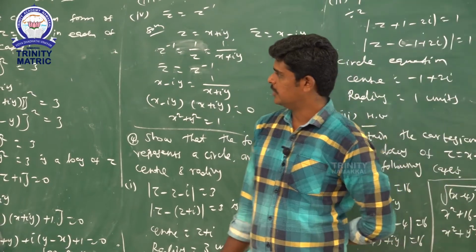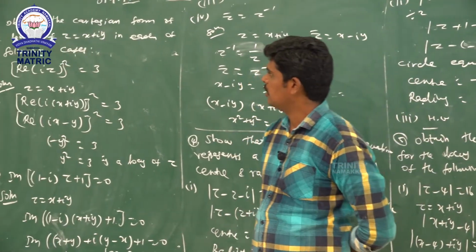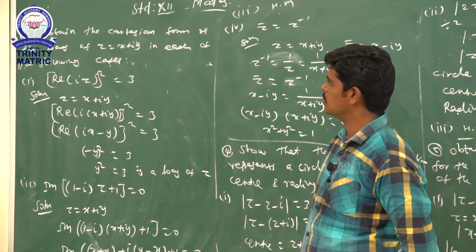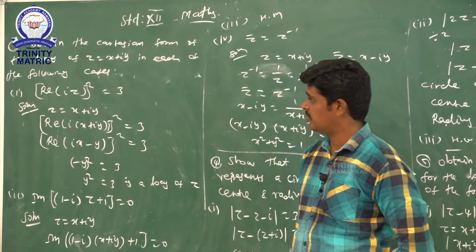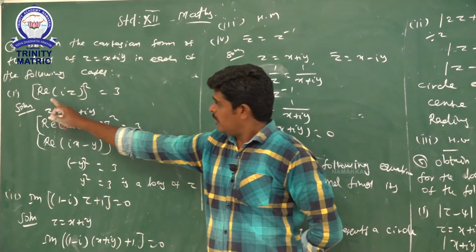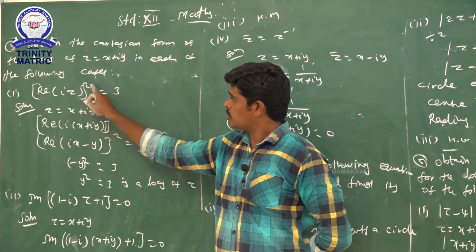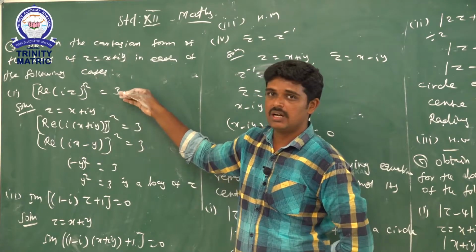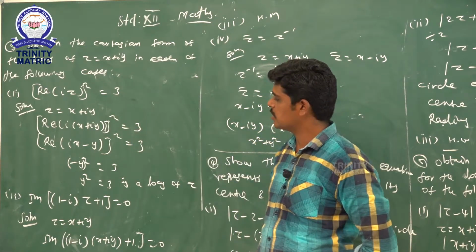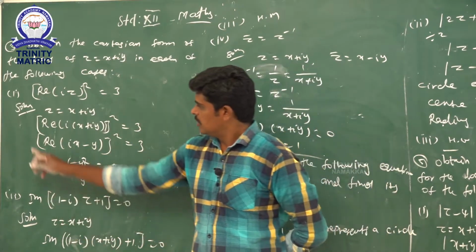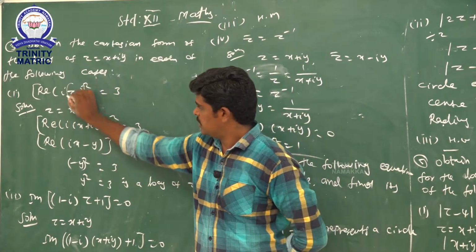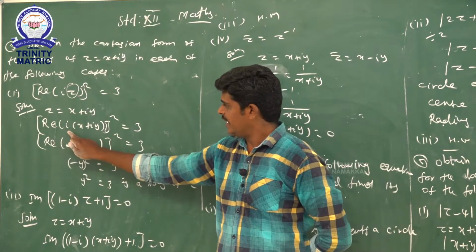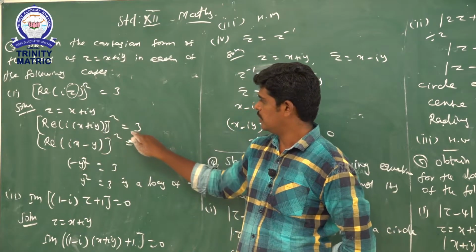Okay. Next third question. Same exercise. Obtain the Cartesian form of the locus of z equal to x plus iy in each of the following cases. Here first one, real of iz, okay, the whole squared is equal to 3. இதனுடைய Cartesian form, அதாவது xyல உங்களுக்கு என்ன equation கிடைக்கும்னு சொல்லிருக்காங்க. ஓகேவா? We got a solution z equal to x plus iy. Here put in z value. So real of i into x plus iy the whole squared equal to 3.